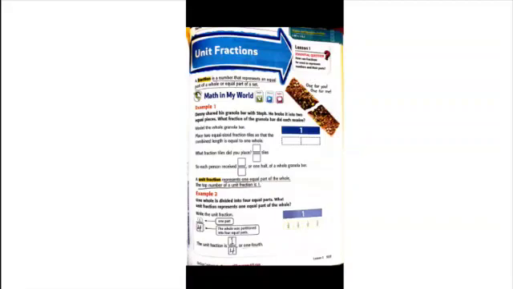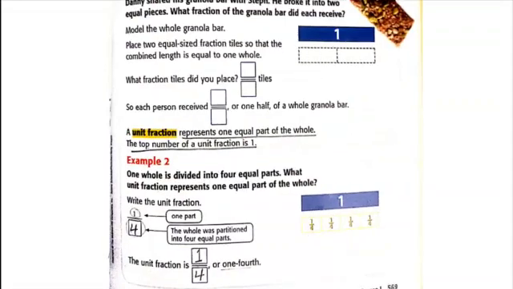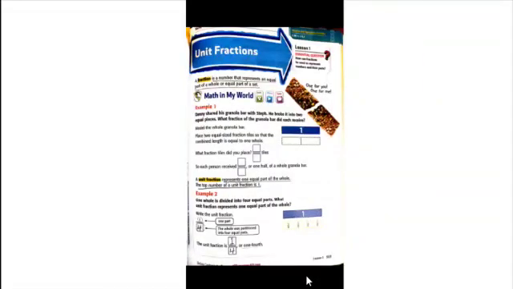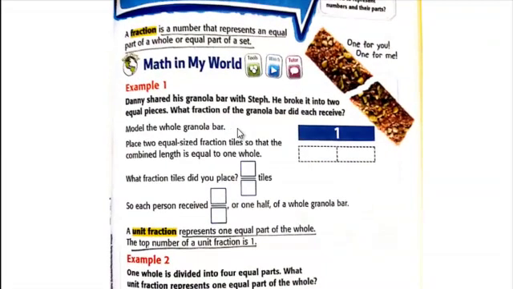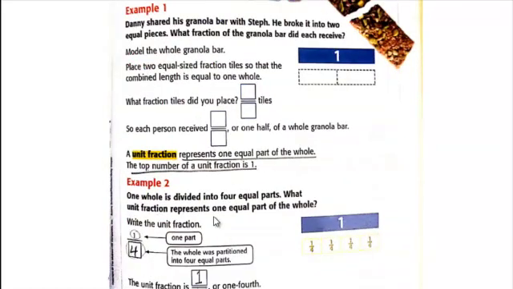First, open your book, page number 569. Today we'll talk about a new lesson called unit fractions. First, what's meant by fraction? A fraction is a number that represents an equal part of a whole or equal part of a set. Let's watch a video to explain this.